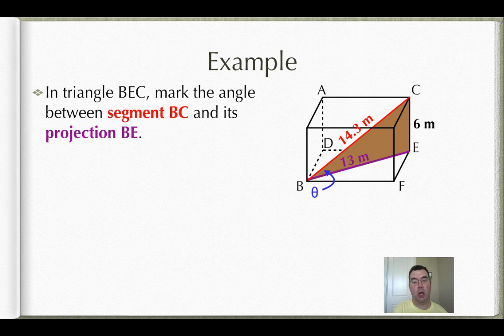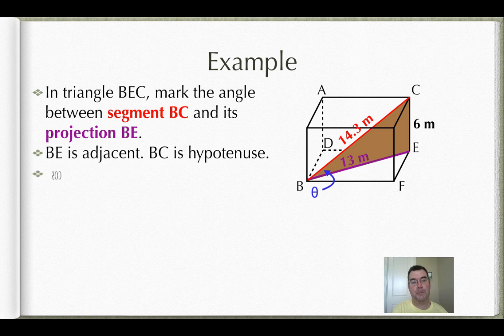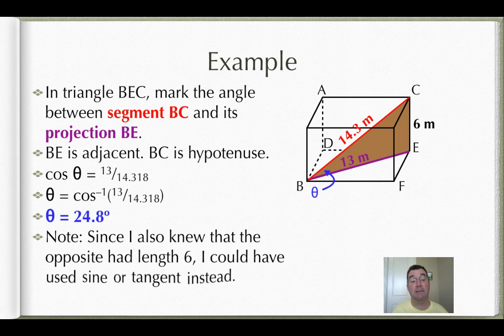Okay, so I'm calling that theta. If that's theta, then 13 is the adjacent and 14.3 is the hypotenuse. Okay, so the cosine, that's what I'm going to use. That's going to be the adjacent of 13 over the hypotenuse of 14.318. I'm solving for an angle, so I need an inverse. Theta is going to equal the inverse cosine of 13 over 14.318, which is about 24.8 degrees.